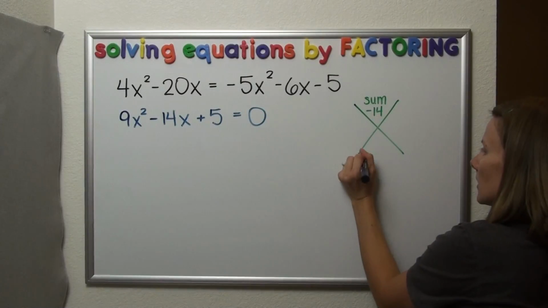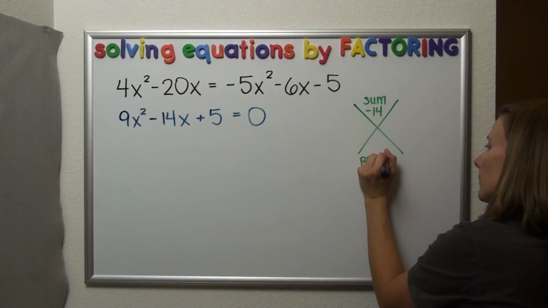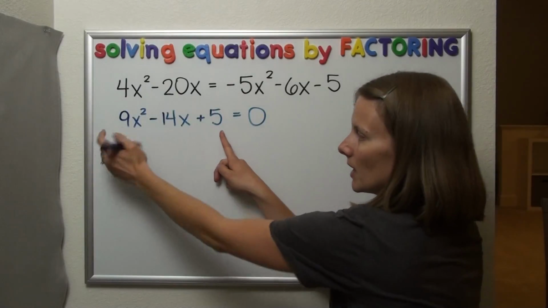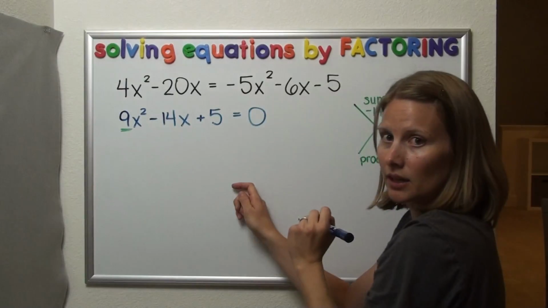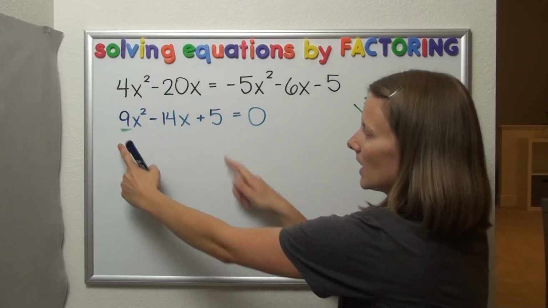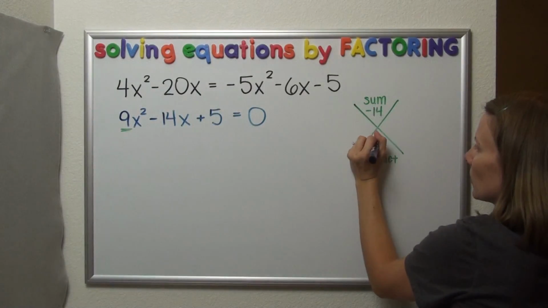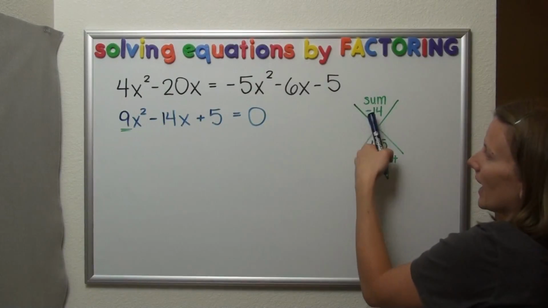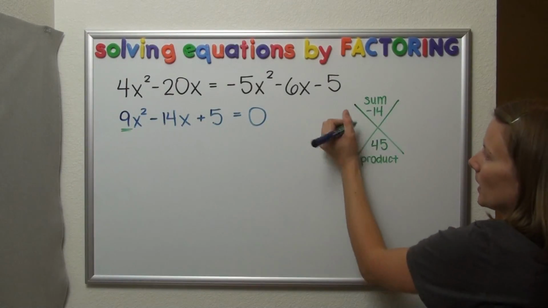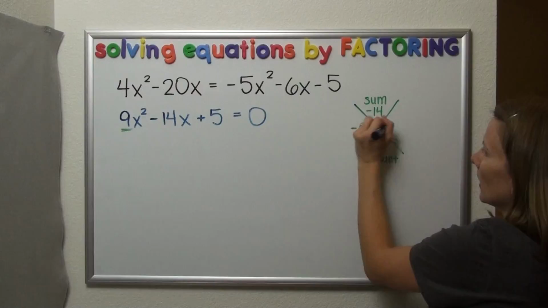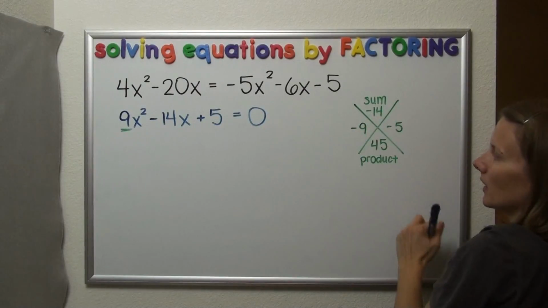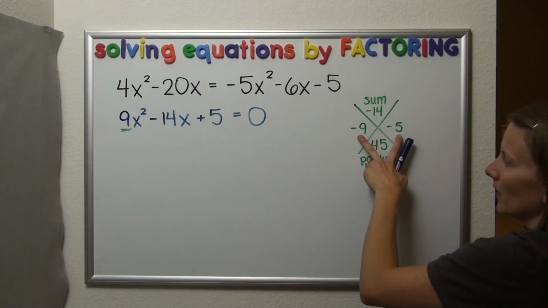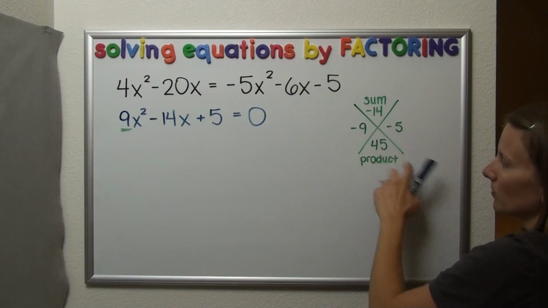The product I'm looking for is first times last. So again, watch out for that leading coefficient. First times last, 9 times 5 should be a 45 here. So the numbers that add to negative 14 and multiply to 45, that should be a negative 9 and a negative 5. Again, double check that they add to negative 14, that they multiply to positive 45.